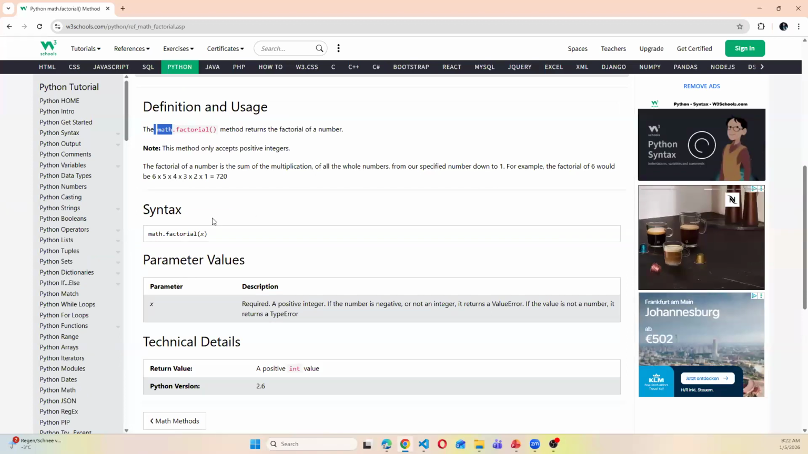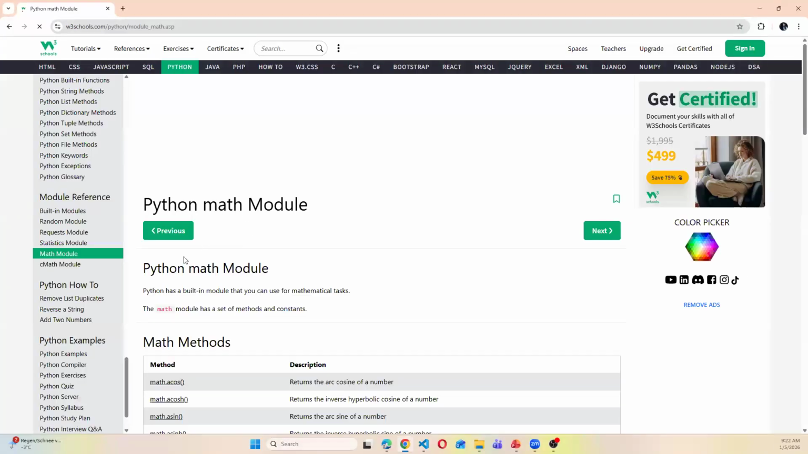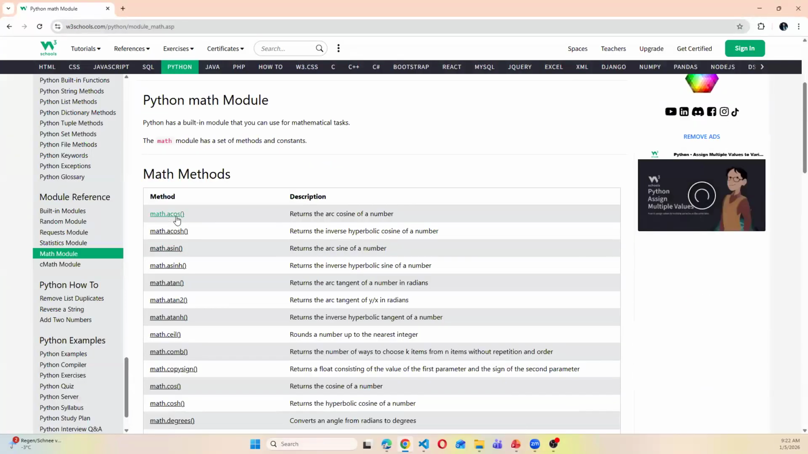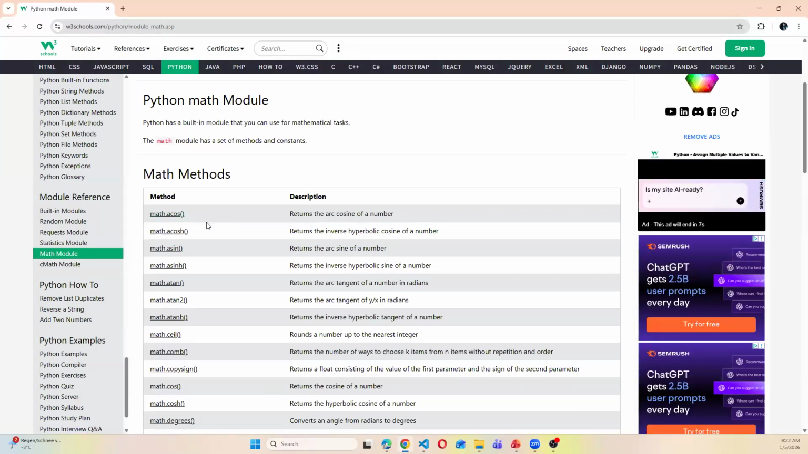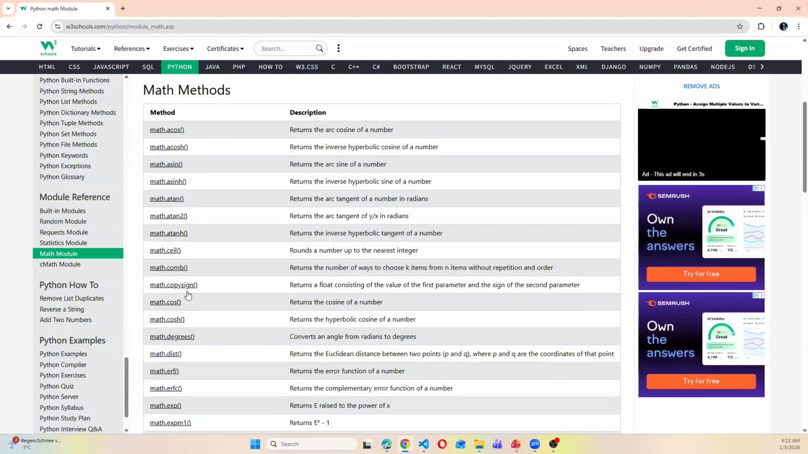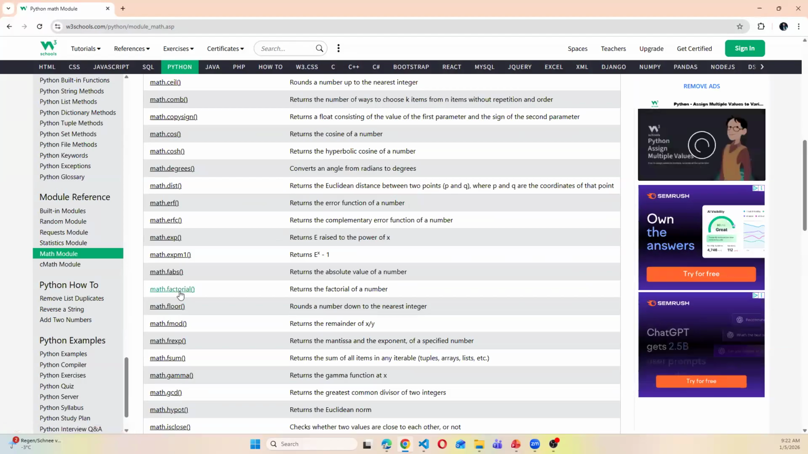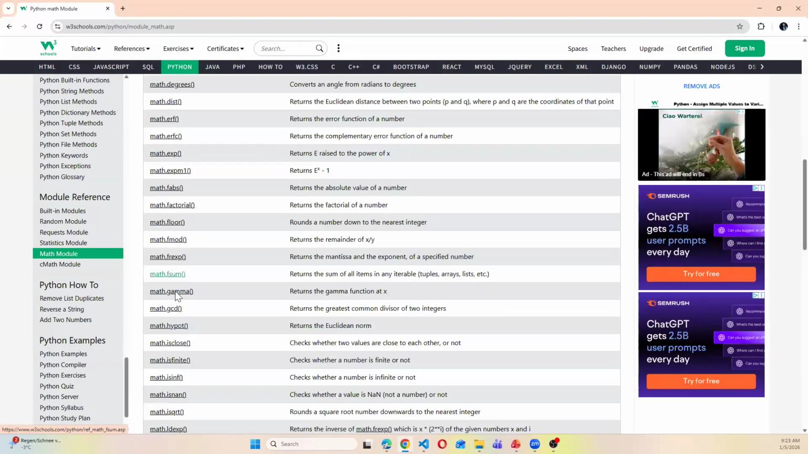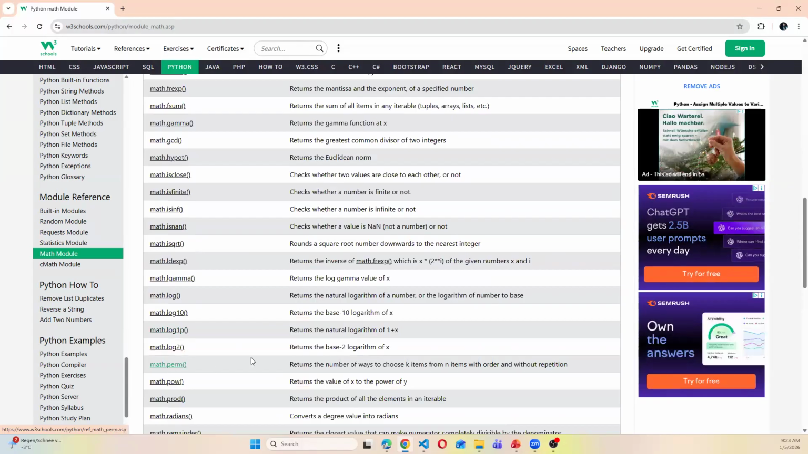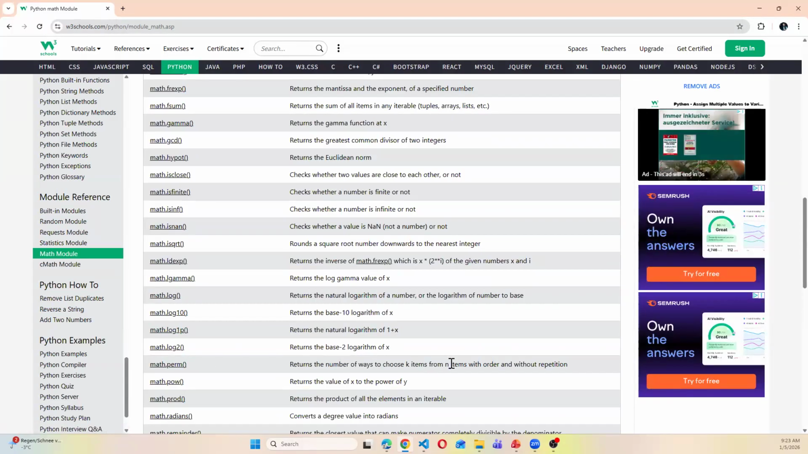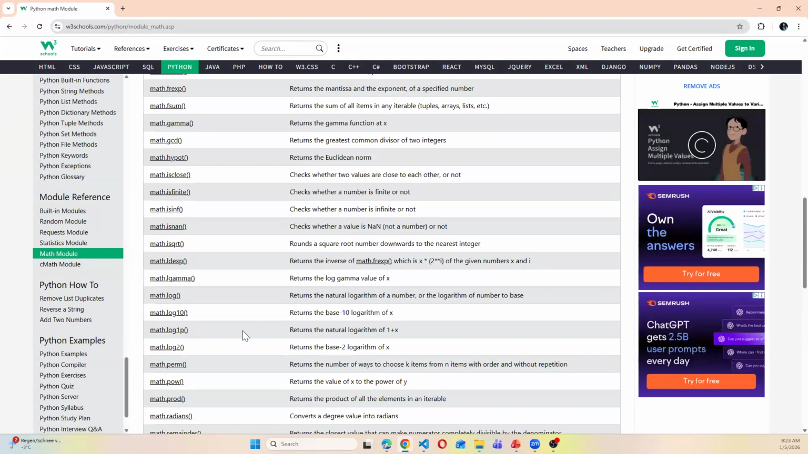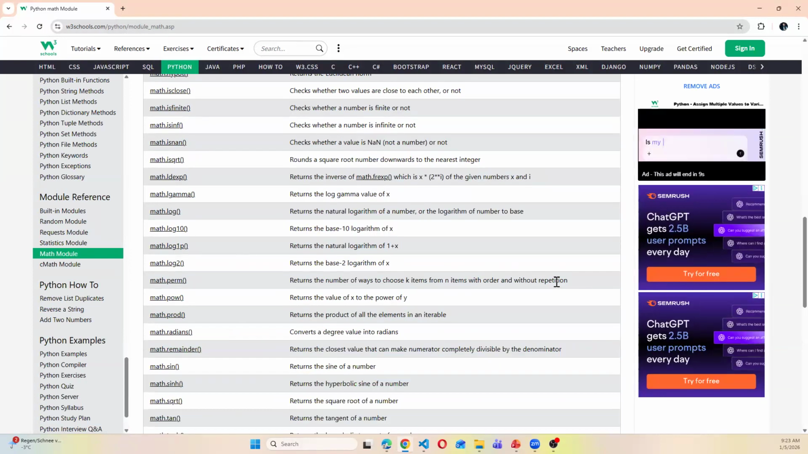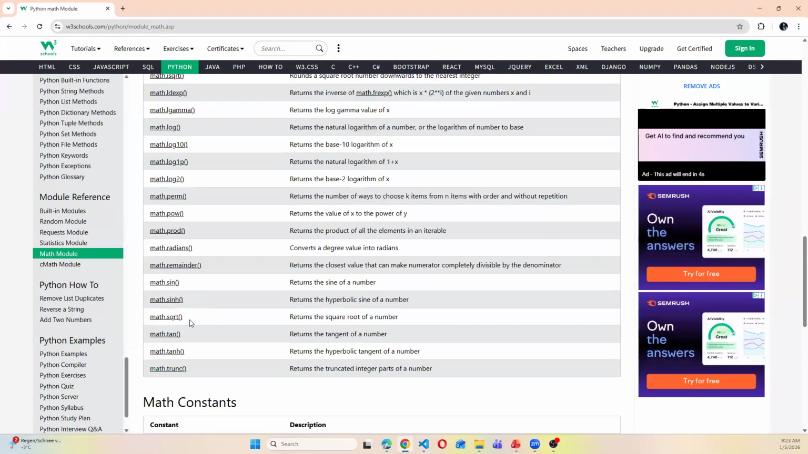If you go down to the math methods, you can also see a lot of others, like math.acos. If you want the arc cosine of numbers, you can have that, and also arc hyperbolic cosine. All of the mathematics you can find here. I need this factorial, and the other one is here: permutation. It returns the number of ways to choose k items from n items with order and without repetition. And then I also have combination. So I have all of this here.